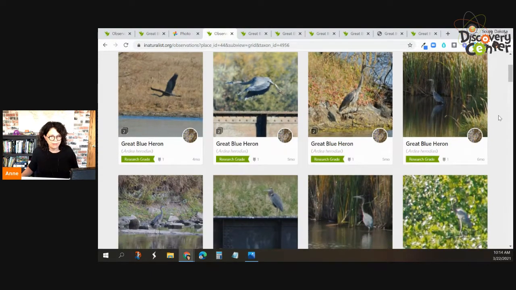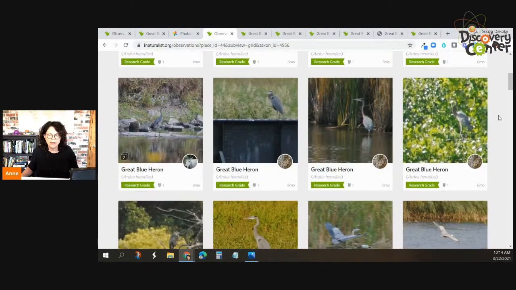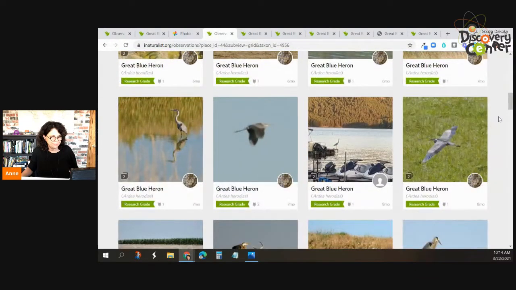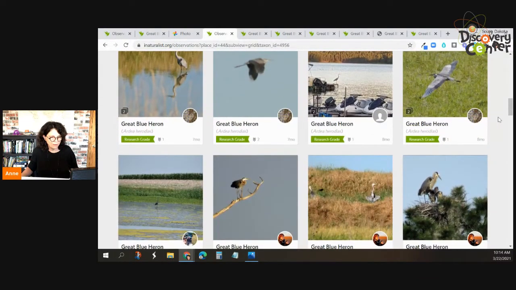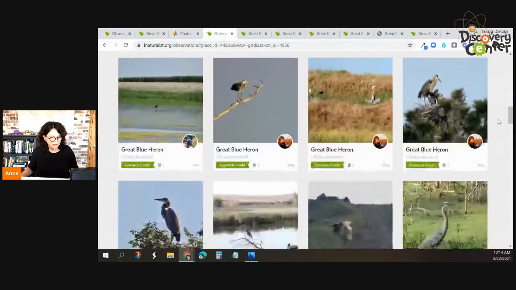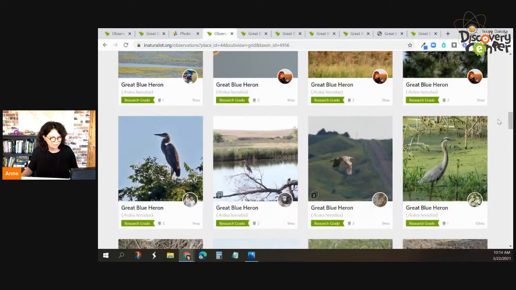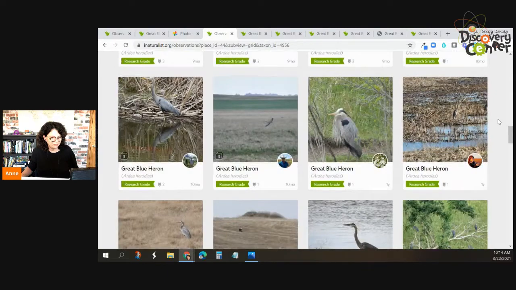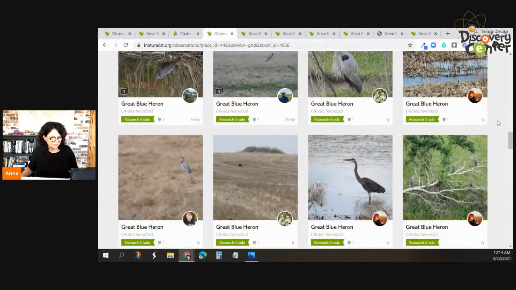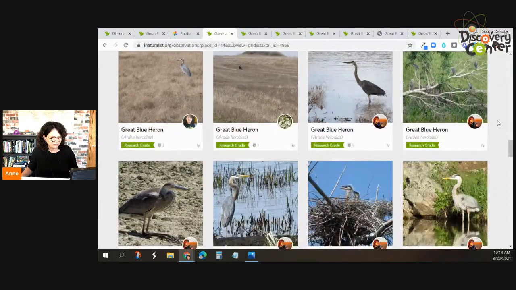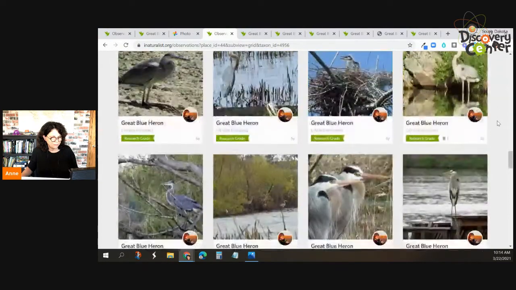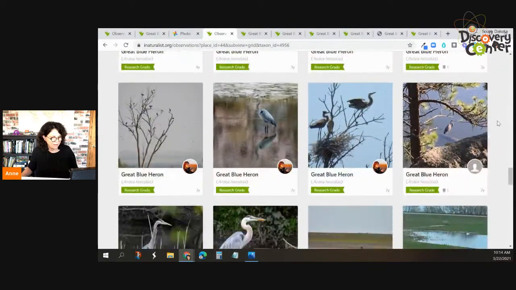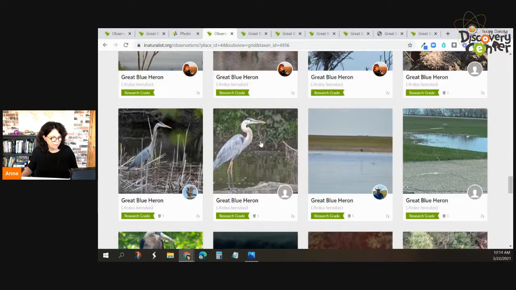So I won't do all of them, but let's go ahead and just scroll down. And I want you looking at the herons. What are they doing? Where are they? What else is in the picture? What kind of background? We're going to be taking a closer look at many of these photos later. And that was the picture we started with.